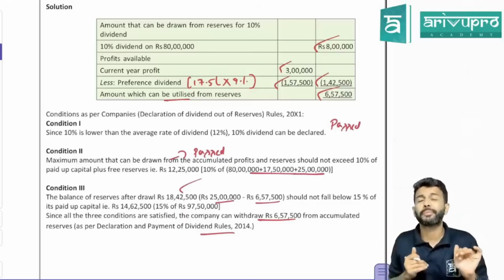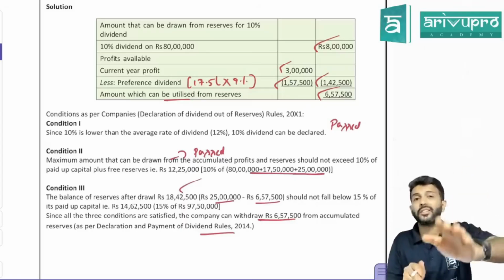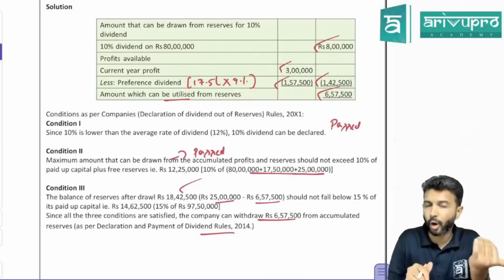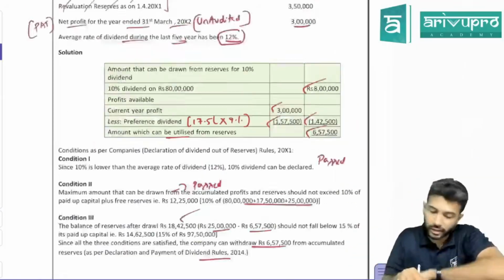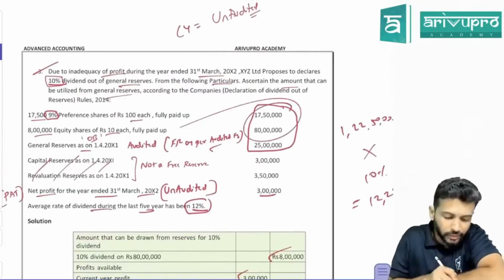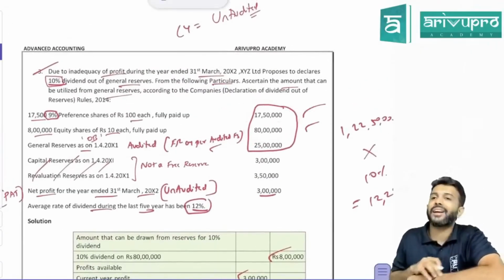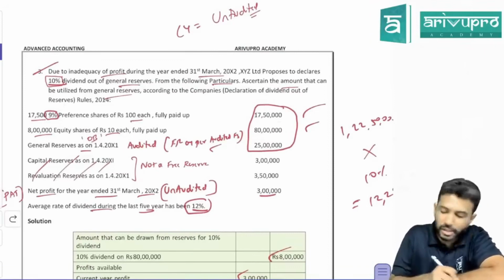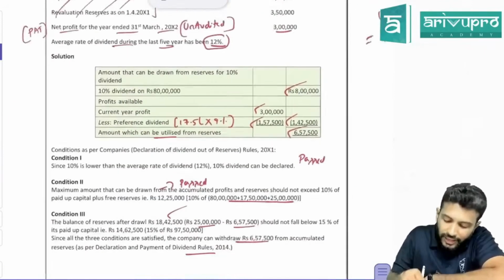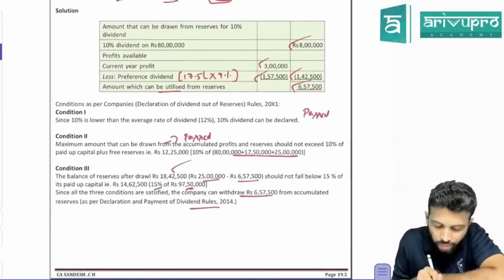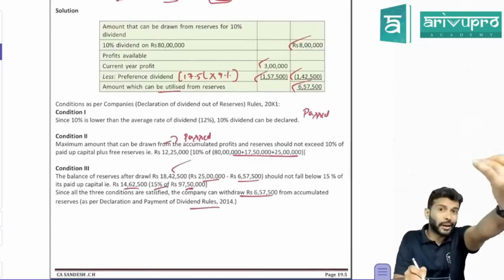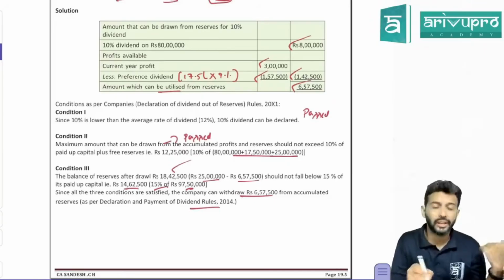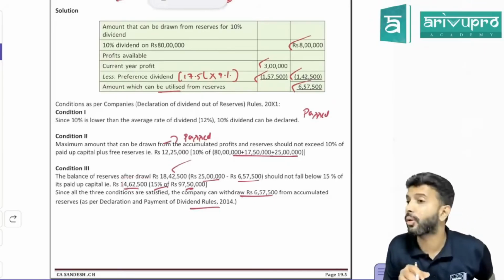What does the condition say? After withdrawal, the general reserve balance should not fall below 15% of paid up capital. Only paid up capital. So what is the paid up capital here? 17 lakh 50,000 and 80 lakh. So adding these two, how much are you going to get? 97 lakh 50,000. 97 lakh 50,000 ka 15% you calculate. How much is that? 14 lakh 62,500. Meaning the general reserve balance should not come below 14 lakh 62,500.